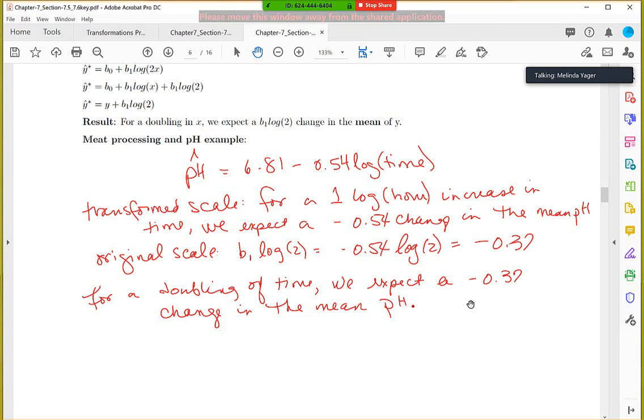Questions on transformation of the explanatory? So we're going to use the words mean of the Y variable when we transform only the explanatory. When we transform the response, so when we take the log of the response variable, we're going to be talking about the median of the response. Okay. Other questions?